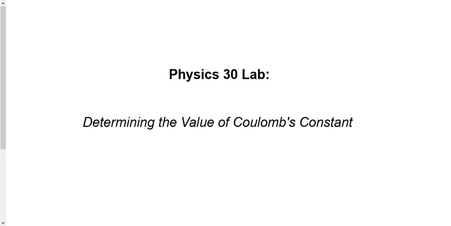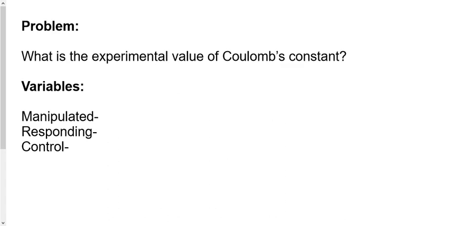Today we want to perform a computer simulation lab, the purpose of which is to determine the value of Coulomb's constant. The problem, always phrased in the form of a question, will be: what is the value, the experimental value, of Coulomb's constant? And of course we're going to have three sets of variables. One manipulated variable, one responding variable, and then what amounts to almost an infinite number of control variables. But we'll put a little asterisk beside that because I don't expect you to list 5,000 control variables.